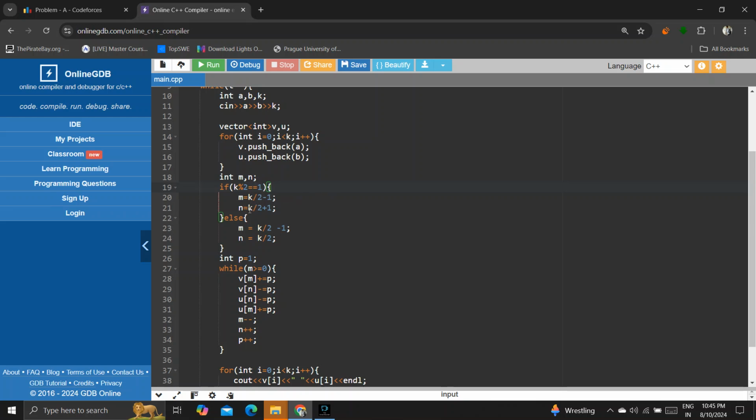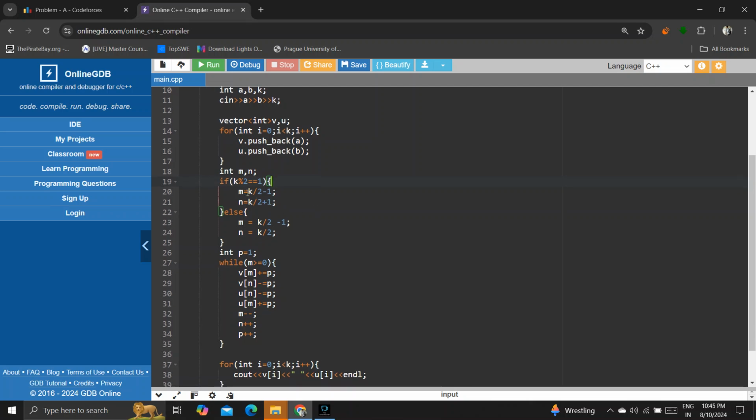So 0, okay? And n would be k divided by 2. So 3 divided by 2 would be 1. 1 plus 1 would be 2. Okay? So basically, my first index would be m and my second index would be n.